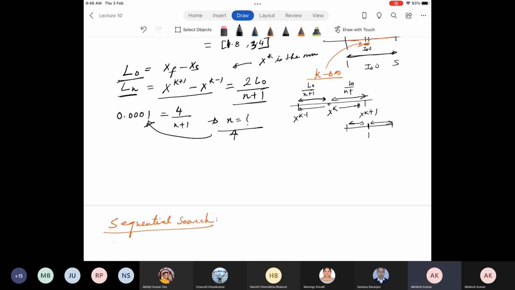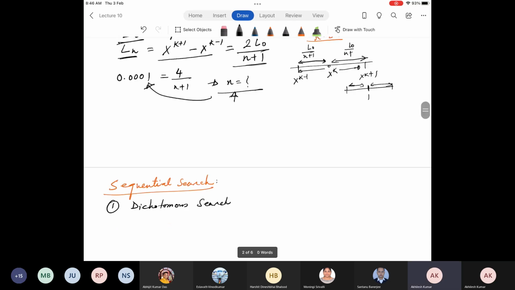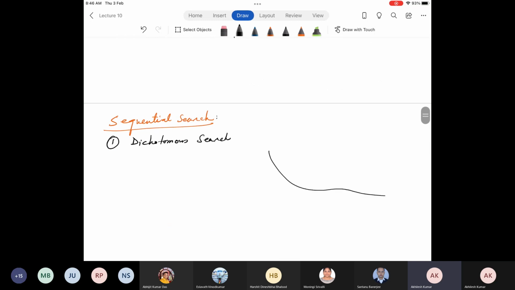Interesting ones start here. So first I will look at the sequential search, dichotomous search. So as the name suggests, what do you think it would be? Let me first draw some kind of graph. Sir, hello sir. Yes. Can you hear me? Yeah, please go ahead.